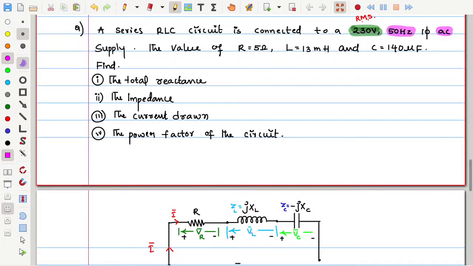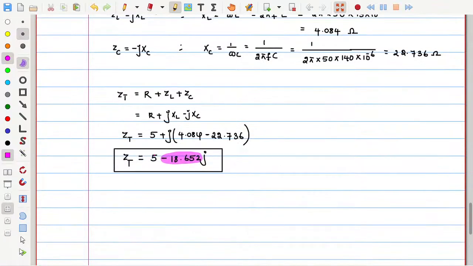This series RLC circuit has two reactive elements. One is offering XL, another is offering minus XC. So when you combine them in the total impedance, the imaginary part of the total impedance is referred to as the total reactance. Total reactance is equal to 18 point. Of course, it is negative, so it is capacitive in nature. If it is negative, I can say the value is 18.652 ohms. This is the first part.